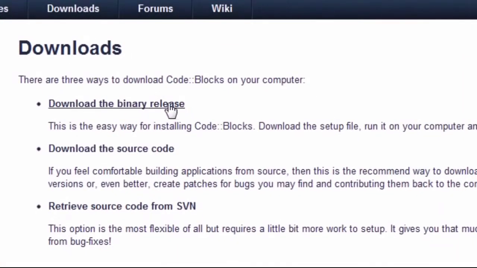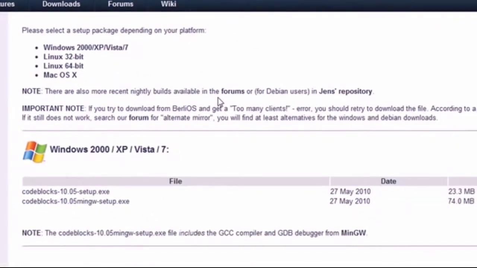Go ahead and click on one of those, and we see a couple options here. Download the binary release, download the source code, or retrieve source code from SVN. We're going to want to download the binary release. It's the easiest and most simple way to download this program, CodeBlocks. So go ahead and click download binary release.